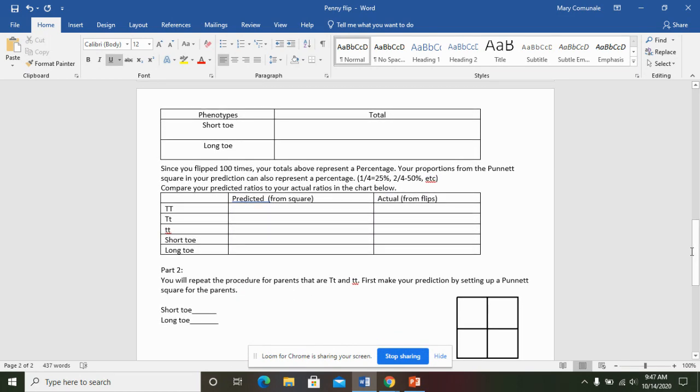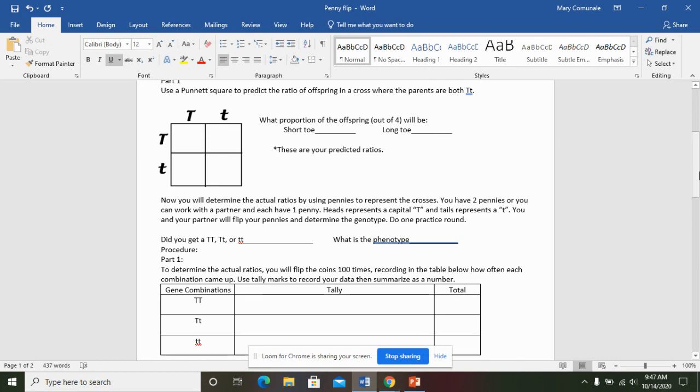Since you flipped 100 times, your totals above represent a percentage. Your proportions from the Punnett square in your prediction can also represent a percentage. 1/4 is 25%, 2/4 is 50%, etc. Compare your predicted ratios to your actual ratios in the chart below. So look at the one from the square.